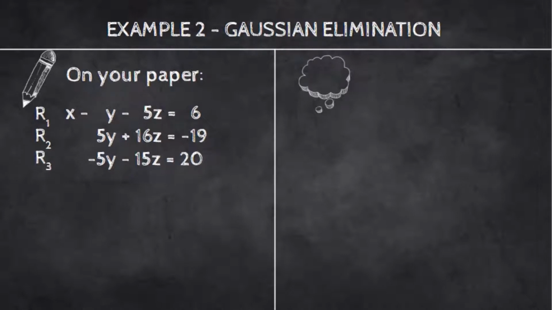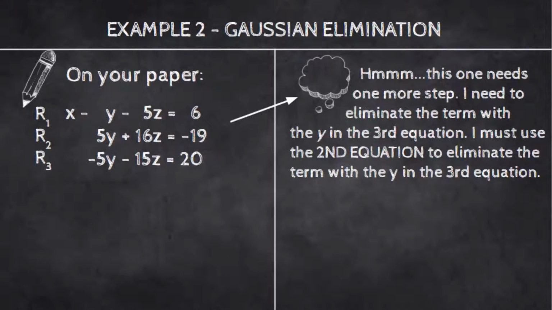So on your paper, you see these three equations. This one is a little bit different. I don't need to use the first equation to work on the third row and get rid of that y. My x is already there by itself, so I need to move to the second row. If I want to eliminate y's, then I'm going to use the second row to help me get the third row to where the y is gone. So I've got to think about it.